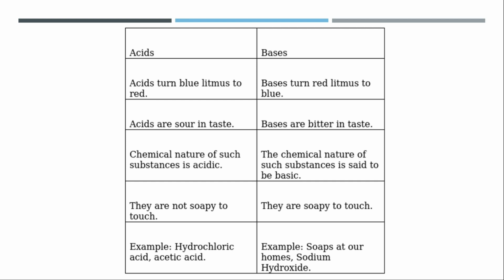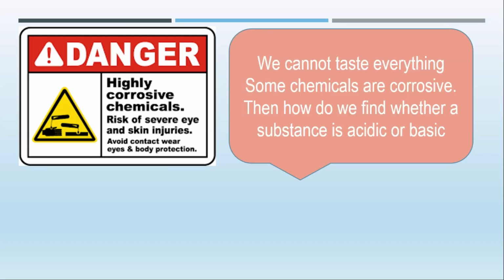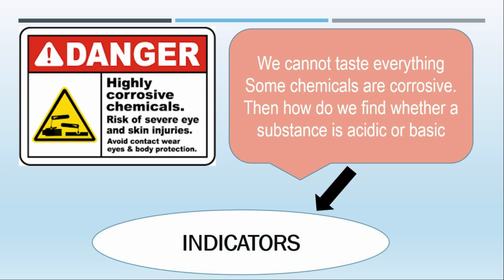We have already discussed, and I told you that litmus is a kind of natural indicator, right? And as we know, some of the chemicals are very dangerous, so we should not touch any chemicals without any knowledge. If we don't have any knowledge about the chemicals, we should not touch or taste them directly, because in that case how would we know whether the chemical substance is acidic or base? The only way to know is with the help of indicators.